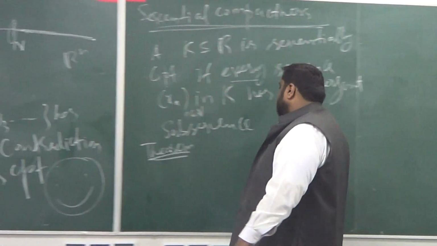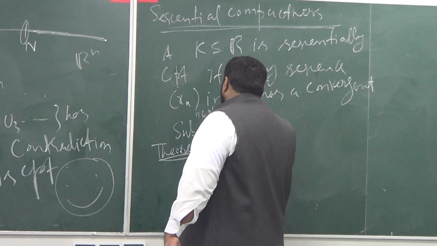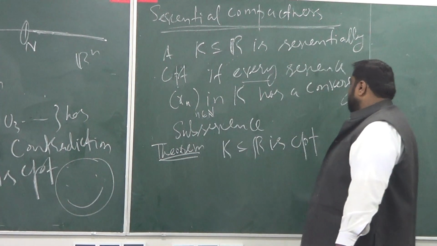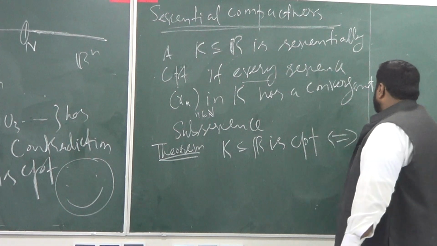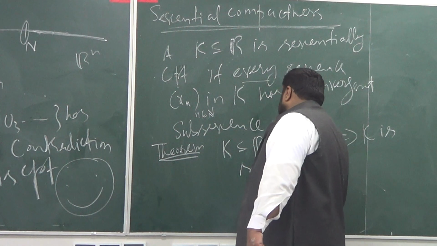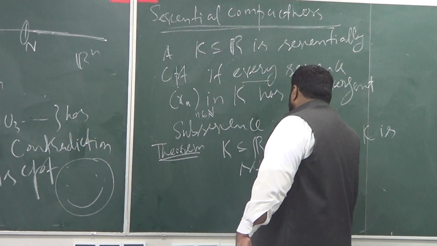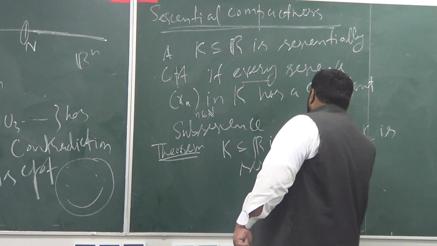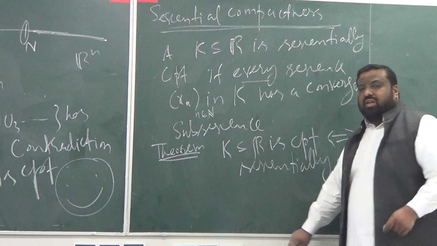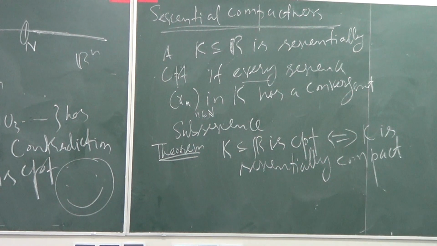Okay. So K subset of R is compact if and only if K is sequentially compact. Okay, so compactness is the same as sequential compactness in R and in Rn, obviously, but not in general.